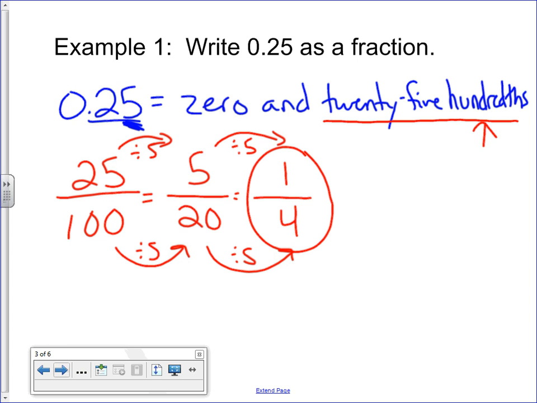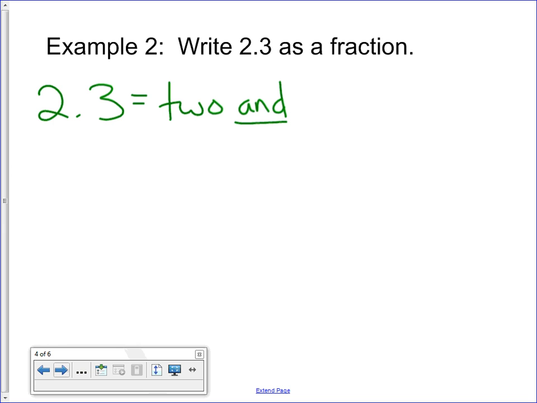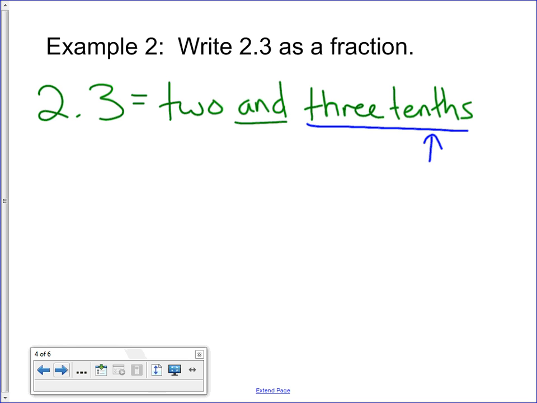Now, not all of them are going to be that simple. There are some that are going to look like this. All right, so write 2.3 as a fraction. 2.3, if I'm just going to read it correctly with mathematical terms, I would say 2 and, using "and" for the decimal point, 3/10. I read 2 3/10 out loud, and tenths can mean 10, and I'm going to put 3 above it because there's 3 of them, 3/10.